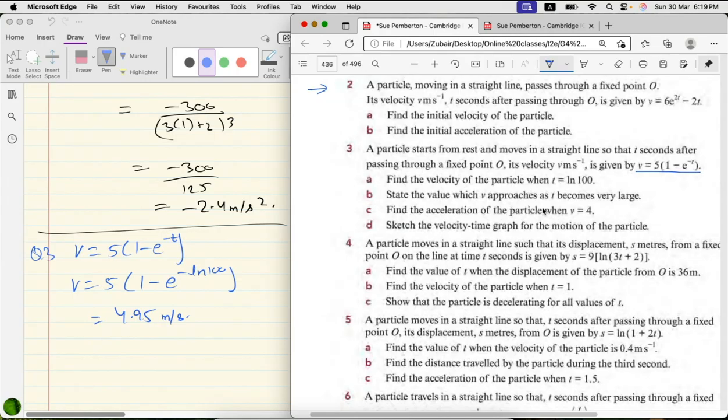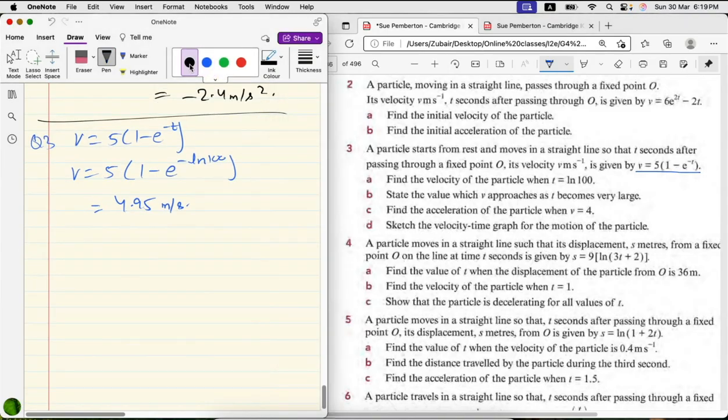The second part says state the value which v approaches as t becomes very large. When t becomes very large, basically v is equal to 5 times 1 minus e to the power negative t. See that the power is negative, so I can write it as a fraction. Now when t becomes very large, this denominator becomes very large, which reduces the overall fraction, and it almost approaches 0. So 5 into 1 minus a very small value. So v approaches 5.